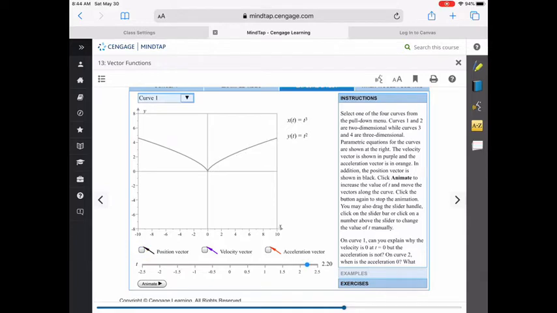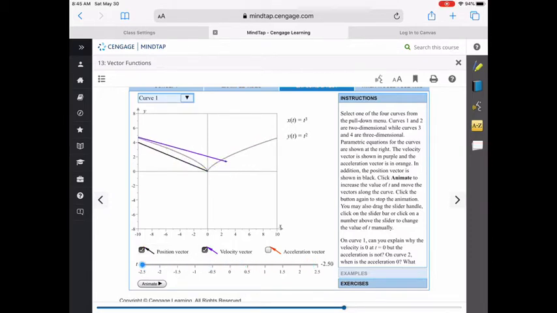So for the velocity vector, the magnitude of it is very large. It's decreasing. Notice that magnitude is decreasing down to 0 because it's slowing down. And then as you move to the right, the velocity vector is getting larger. Notice it's always tangent to the curve, right? Okay, good. Now let's look at the acceleration vector.